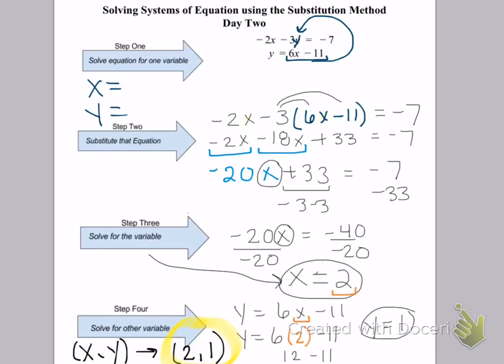So our first step was to have y equals or x equals, which we do. Substitute that equation in. Solve for your variable, which we solved for x. And then plug that into one of your equations to solve for your other variable. And we got 2, 1. So let's go ahead and practice that again with our next example.